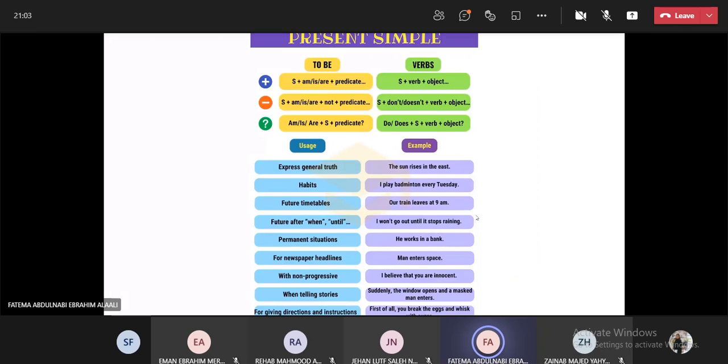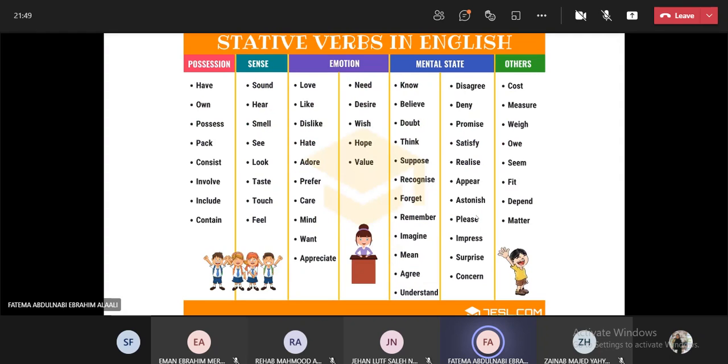More examples for present simple and more uses. As I said, to express general truth, habits, future, timetable. Future, after, when, until. Permanent situations, newspaper headlines with non-progressive. This is more usage of present simple. Just get through them. But the most important ones to know about the present simple are the facts, the habits, and state verbs. A timetable you have in your book. And for permanent situations, for the state verbs in English.